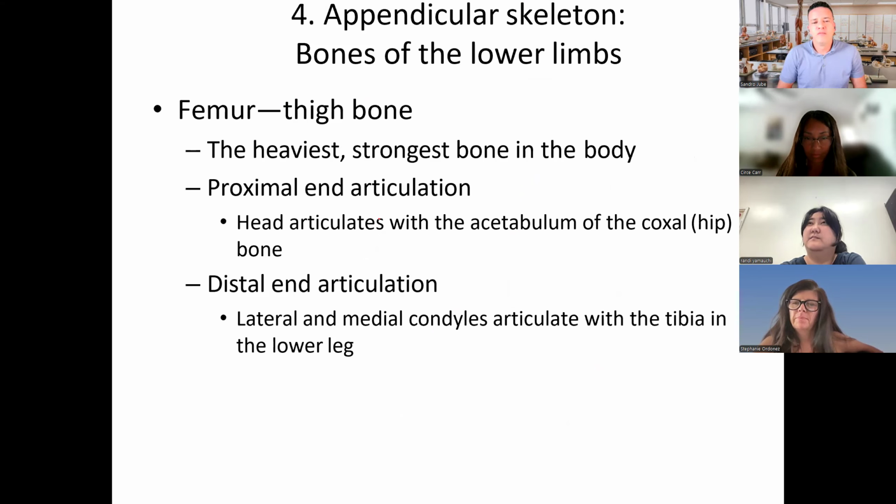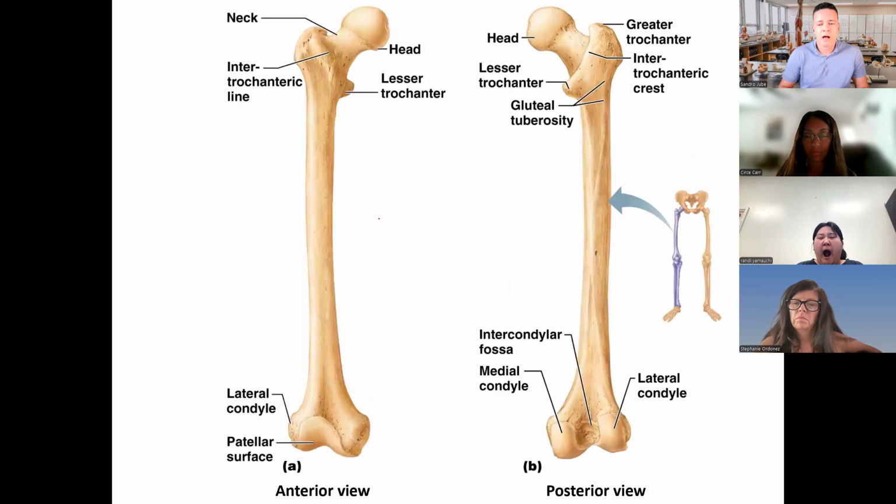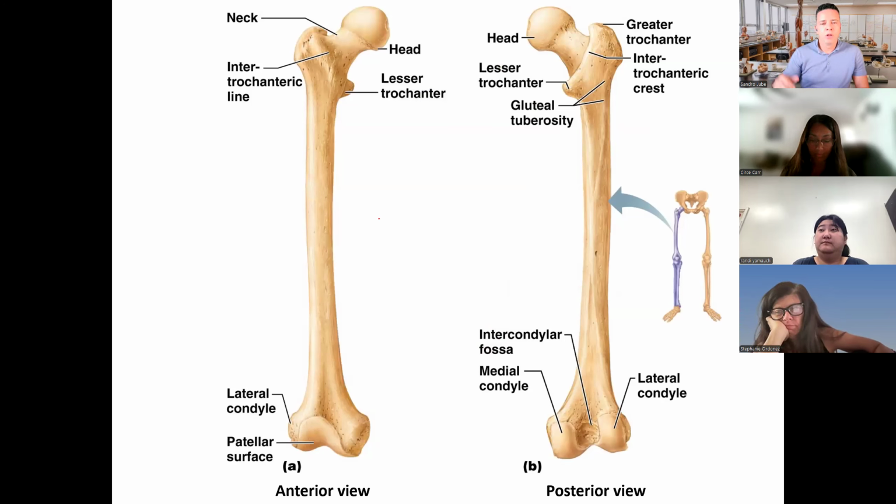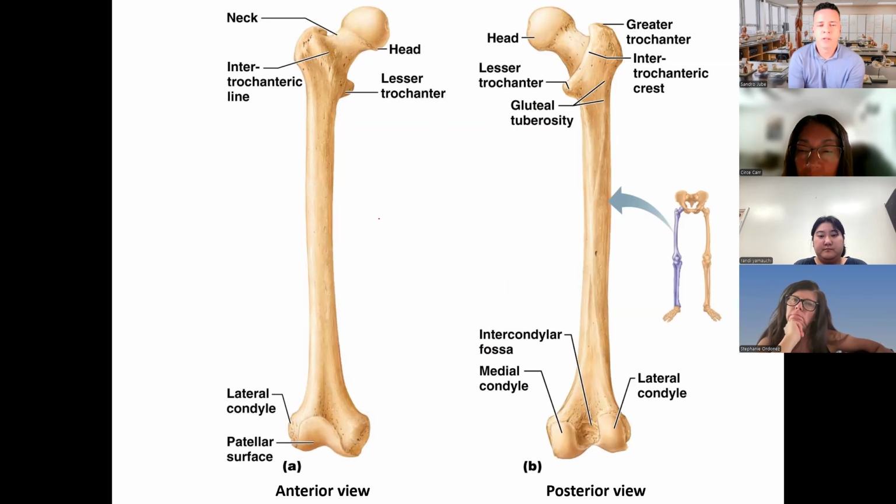All right, folks, moving along, almost there. Now let's take a look at the lower limbs. And within the lower limbs, we're going to find the femur, which is our thigh bone. Again, I don't want you guys to use thigh bone in the exam. It is the femur. And it is the heaviest and strongest bone that we have in our body. So let's take a look at some of the markings of the femur. We're starting all the way at the proximal end, and then we're going to go towards the distal end.